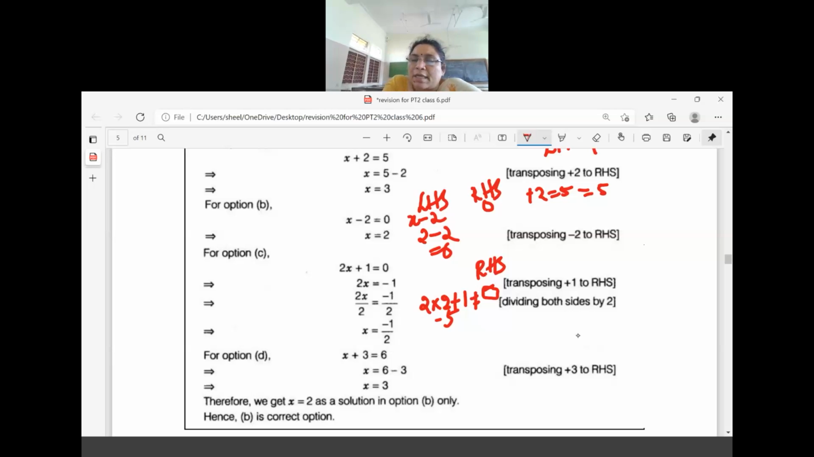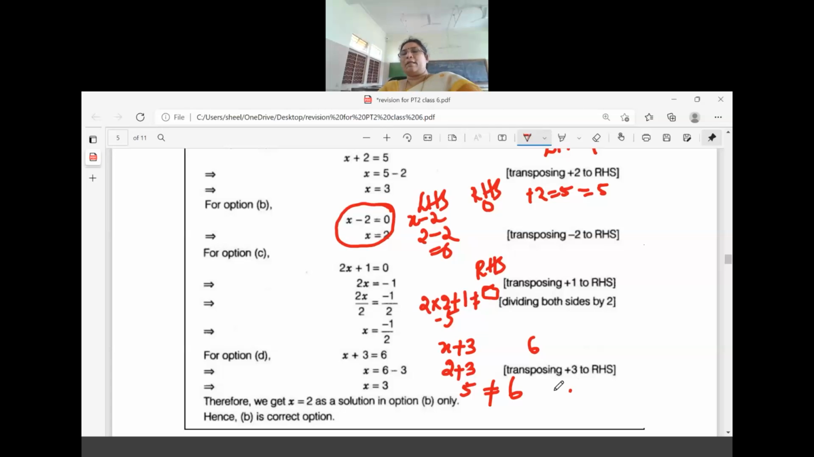Now what about the second last question? x plus 3 equal to 6. This is LHS and RHS equal to 6. We will put x as 2, 2 plus 3. What are we getting? 5. 5 not equal to 6. So which option are we getting? x minus 2 equal to 0, that is x equal to 2 only we are getting, right? So this is the case.